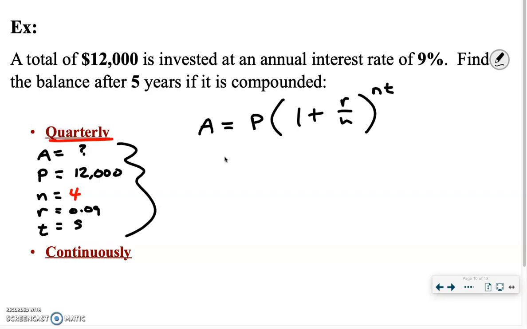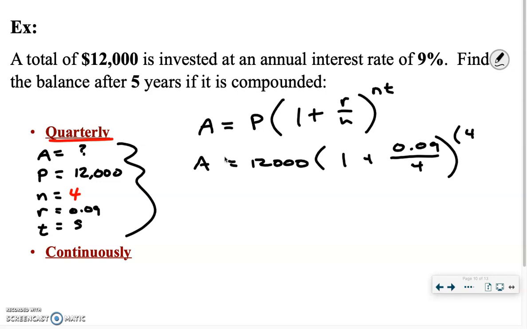Good. So at this point, it's a big giant substitution problem is really all that we have. We don't know the amount. We do know the principal is $12,000 times 1 plus the rate, 0.09, over N, which we claimed was 4, raised to the N times T. N is still 4, times T is 5 years. Okay. Questions with how we set that up?